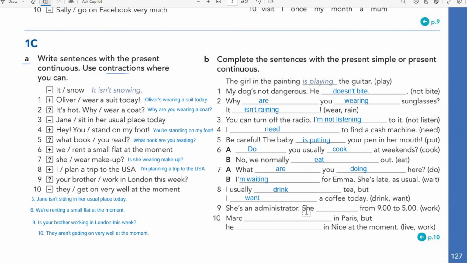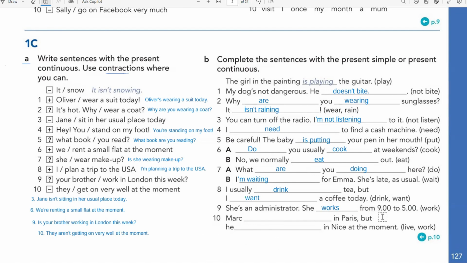Number 9, she is an administrator. So I'm talking about the job, which always happens, or general routine activity. Present simple, definitely. She works from 9 to 5.